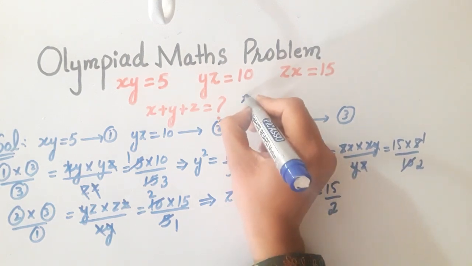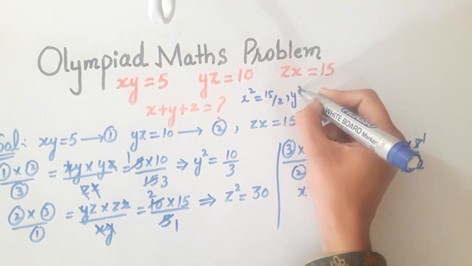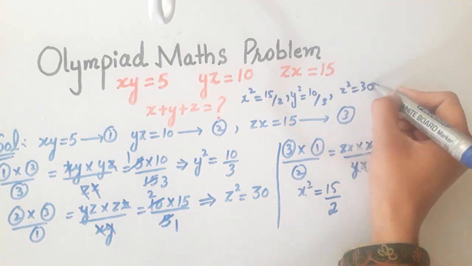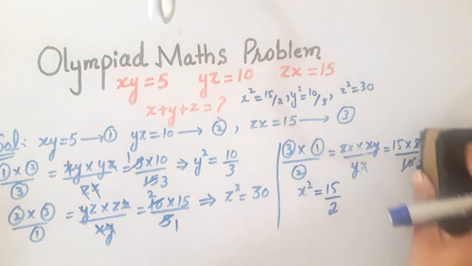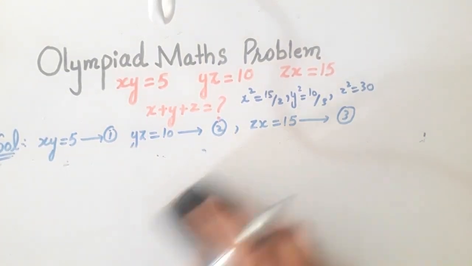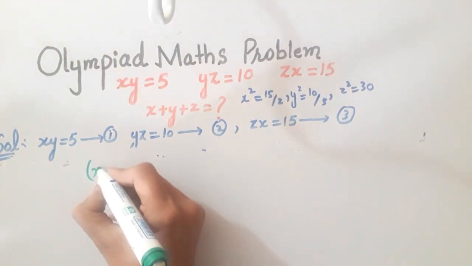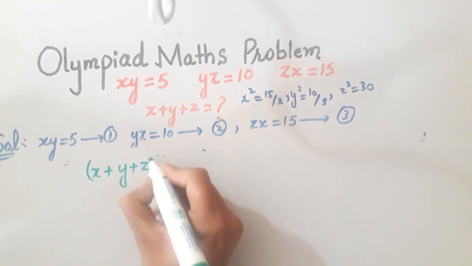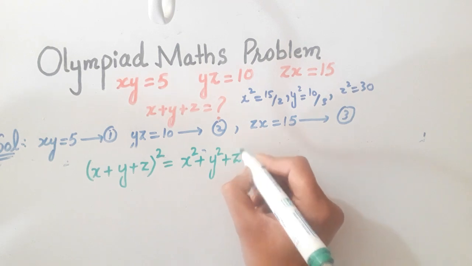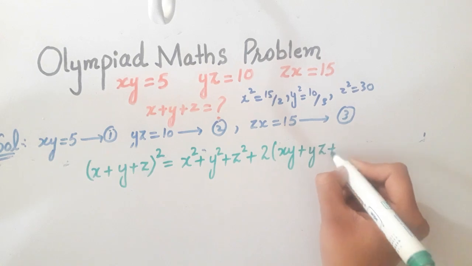Now we will write the values here. x square is 15 by 2, y square is 10 by 3 and z square is 30. Now we will apply a formula here for 3 terms. So what is the formula? So we have a formula, that is (x plus y plus z) whole square equals x square plus y square plus z square plus 2 into (xy plus yz plus zx).